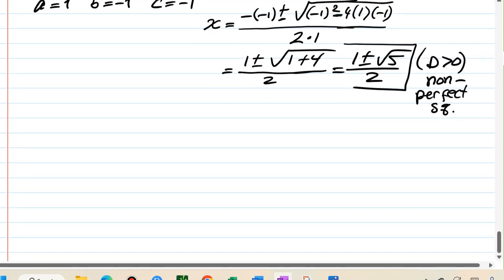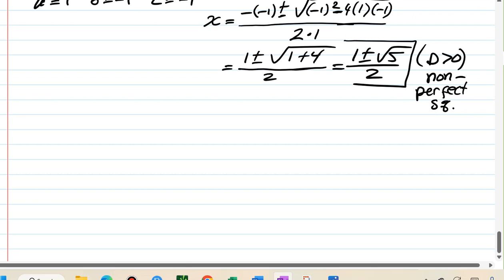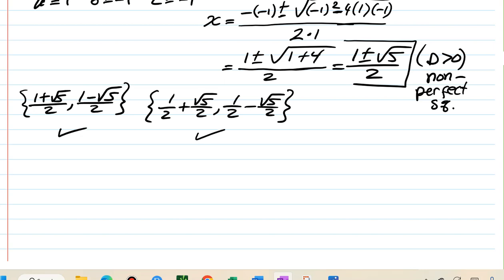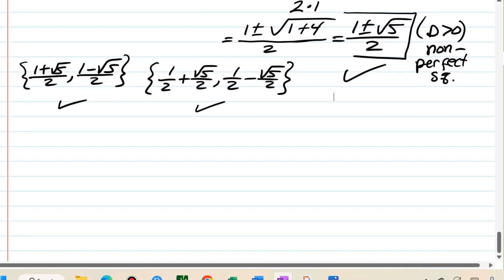Let me show you what I mean instead of talking about it. Here's how you may see the answer, the variations. 1 plus root 5 over 2, 1 minus root 5 over 2. This is acceptable. Or you may see the answer in this form, 1/2 plus root 5 over 2, 1/2 minus root 5 over 2. That's also permissible. So here's 1, 2, 3 different ways of writing the answer. All 3 of them are correct. And that's solving the quadratic equation.